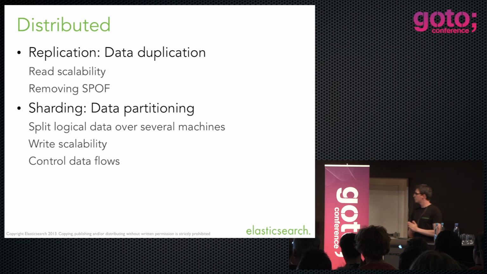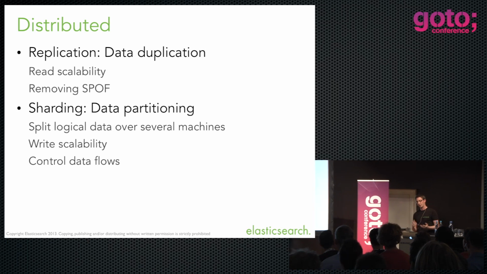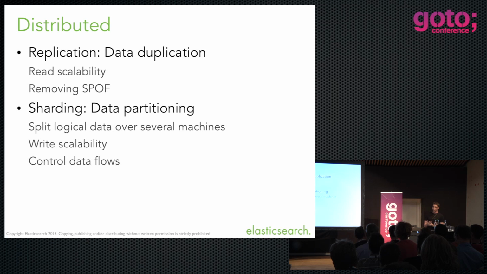I was talking about the distributed features, and there are two things you can divide the distributed application into. The first thing you would want to do is replication. This means you're duplicating data and storing it on several machines. This offers you some sort of read scalability, because you now have more sources to query this data on, and you can execute more queries per second. The second thing is removing a single point of failure. Even if one system goes down, but you have your data replicated, it's still fully available to query.